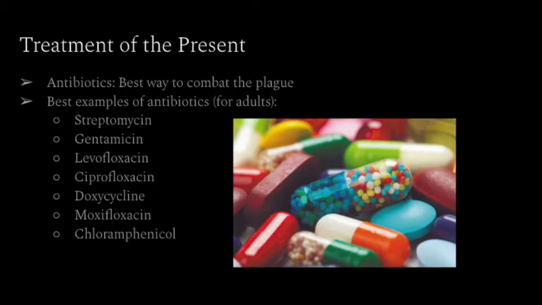Today, after decades of medical advancements, we now know the best way to combat the plague: antibiotics. For adults, antibiotics like streptomycin, gentamicin, levofloxacin, and ciprofloxacin are some of the best examples of treatments we can use to combat the plague in someone's body.